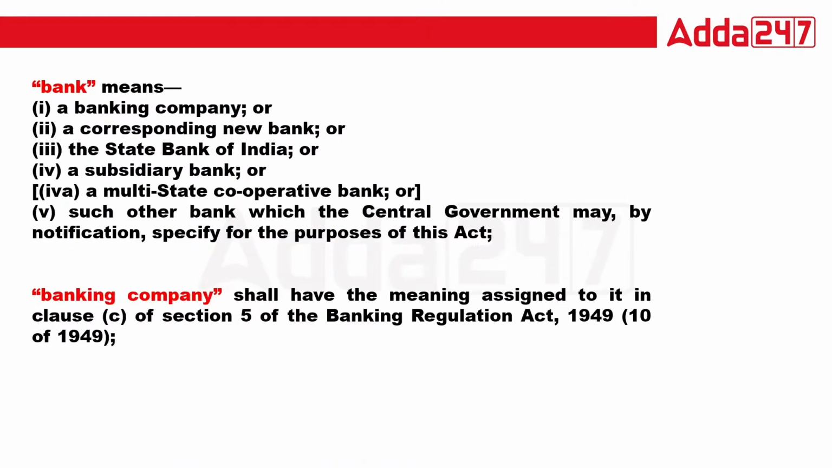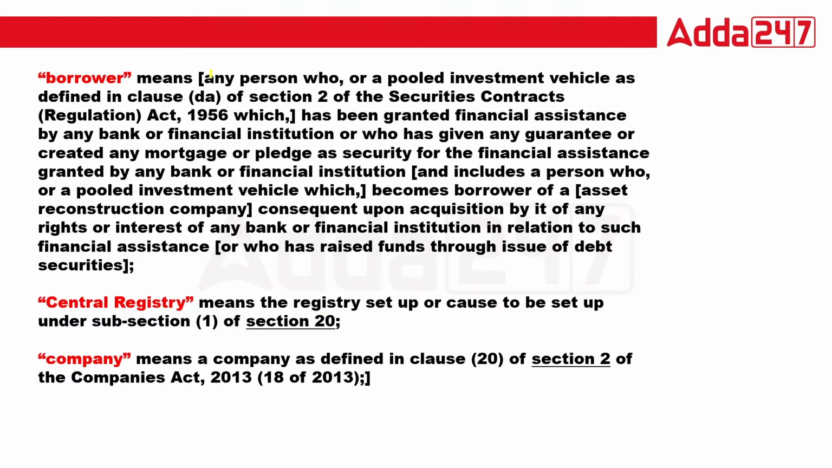Okay. Next, what is a bank? Banking company, corresponding new bank, State Bank of India, subsidiary bank, multi-state cooperative bank, etc. Banking company is not important. Borrower means any person who has been granted financial assistance by any bank or FI. That is called a borrower. Central registry, no need to understand. So the term borrower is important.